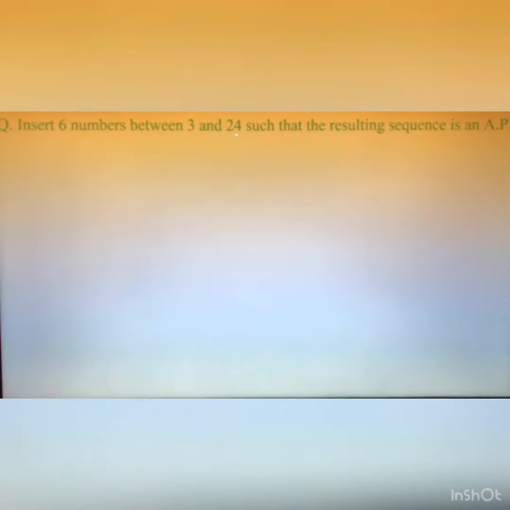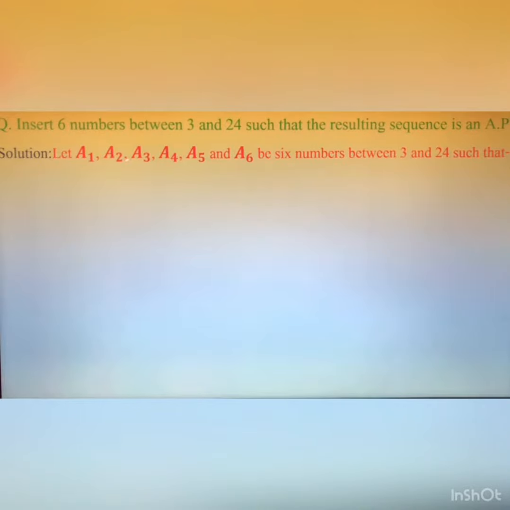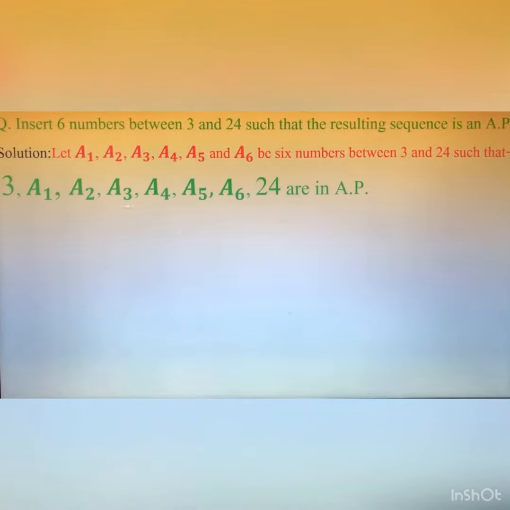Let us understand it with an example. Insert 6 numbers between 3 and 24. Two numbers are given, 3 and 24, and you will insert 6 numbers here. Then find the sequence. What are these 6 numbers? You can write: let a1, a2, a3, a4, a5 and a6 be 6 numbers between 3 and 24. Then we get 3, a1, a2, a3, a4, a5, a6 and 24. So the total terms are 6 numbers you insert and 2 numbers already present, so 6 and 2, total 8.